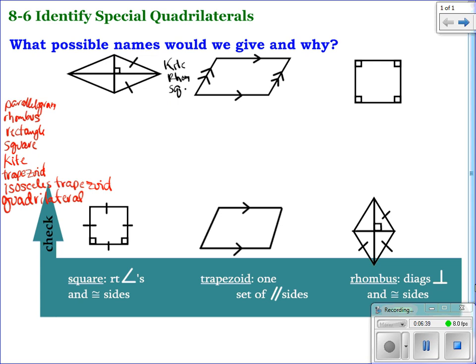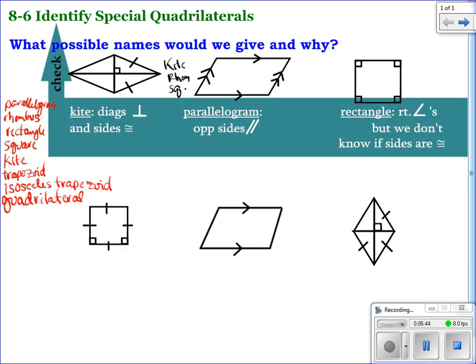Okay, so the first one's a kite. Diagonals are perpendicular and the specific set of sides are congruent. Parallelogram, opposite sides parallel, we went through that one. And then same reasoning we just went through for the rectangle. We don't know if the sides are the same length, so we can't say it's a square. It would be good to have this list of words here available to you because most of the homework is just asking you what's the best name for this shape. So having this available would be something good to pull from. Questions?